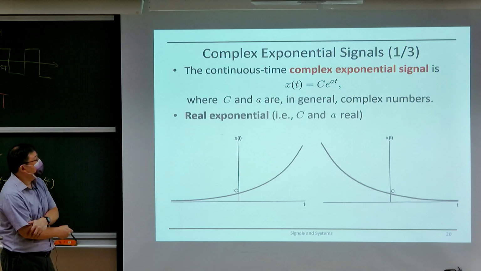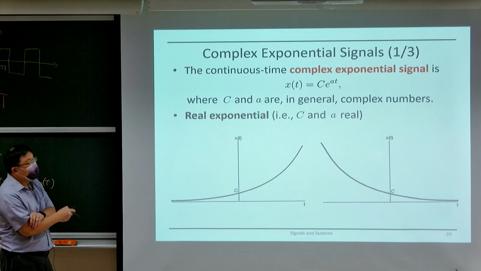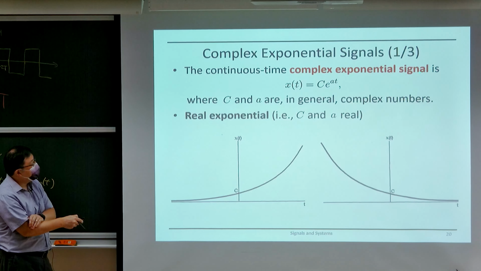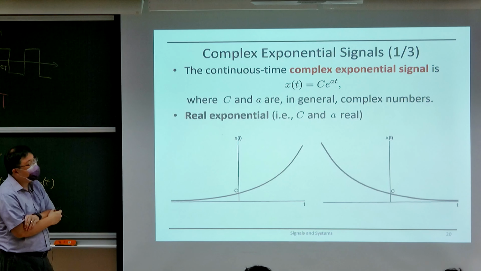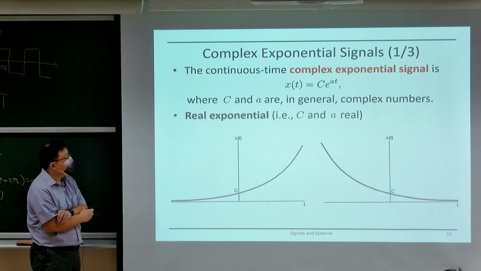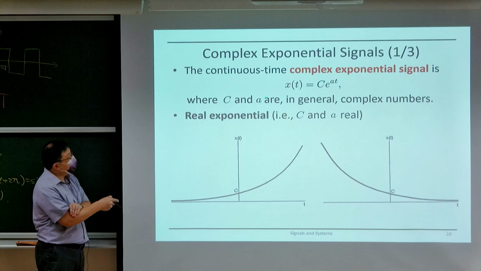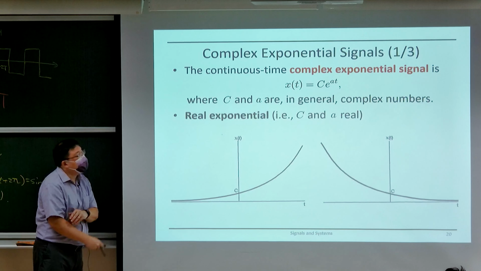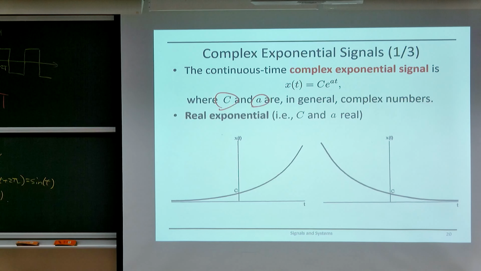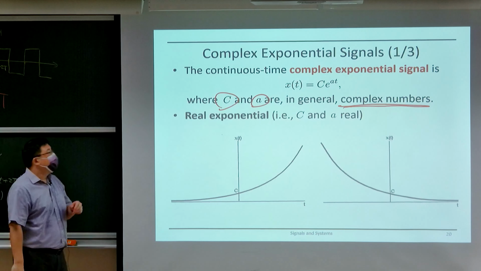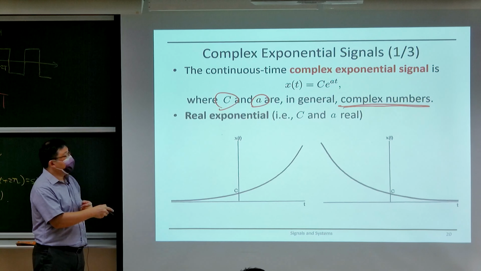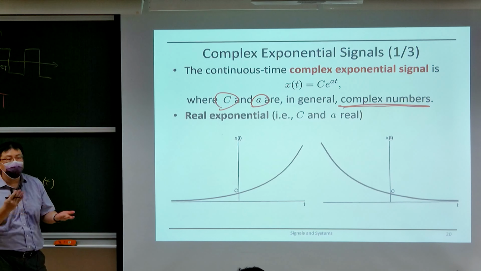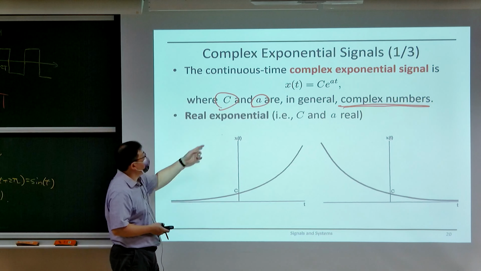In continuous time, a complex exponential signal can be written in this form: basically, a constant c times exponential a times t, where t is time. In general, c and a can both be complex numbers. Now, this complex exponential signal can behave differently depending on your choice of c and a.